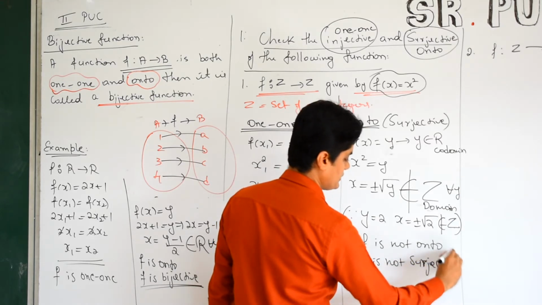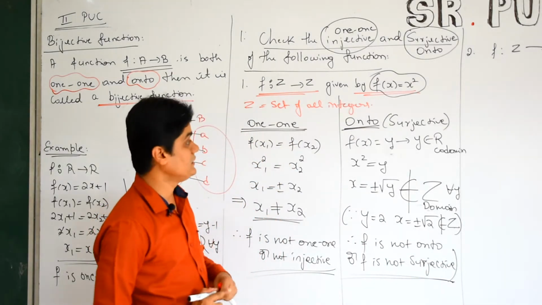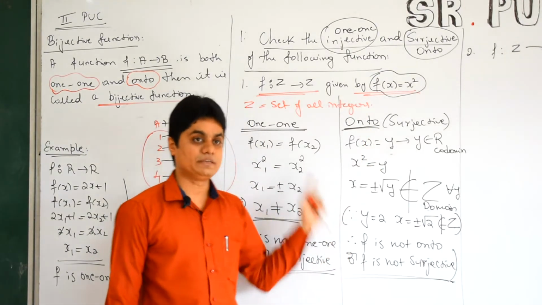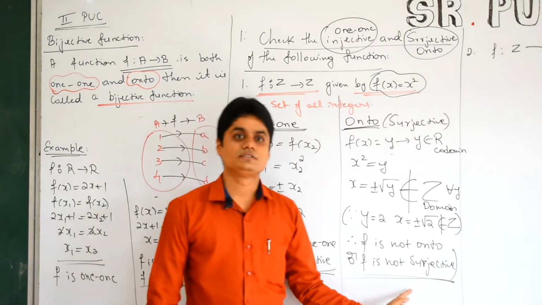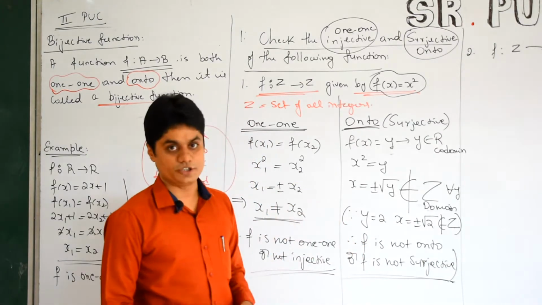f is not surjective. So this is an important question. What we did here, we proved it is not one-one as well as it is not onto, or we proved it is not injective, it is not surjective. I hope you understood. Okay, the next question.